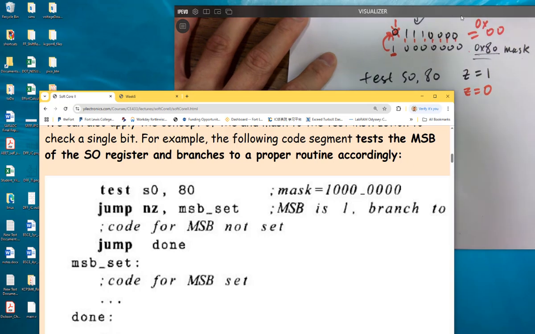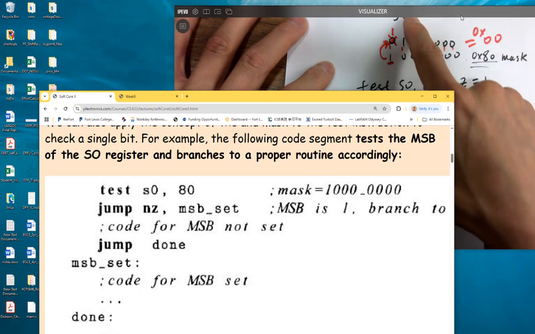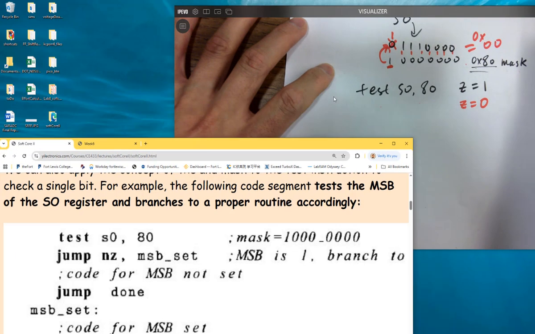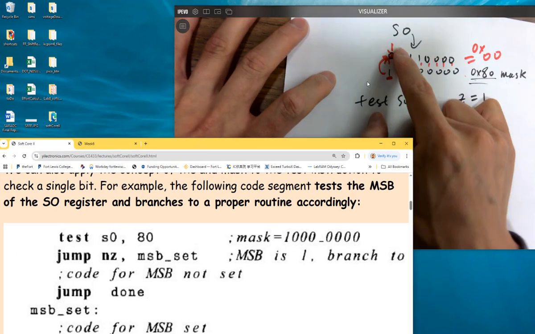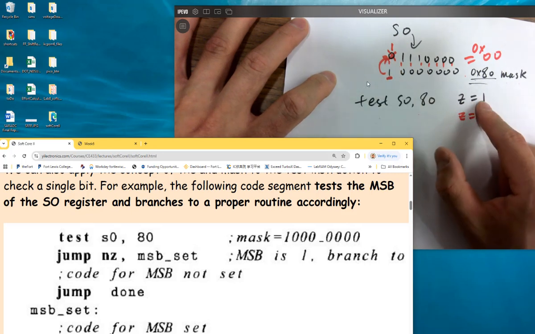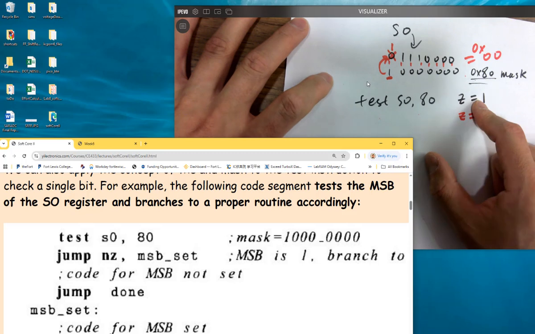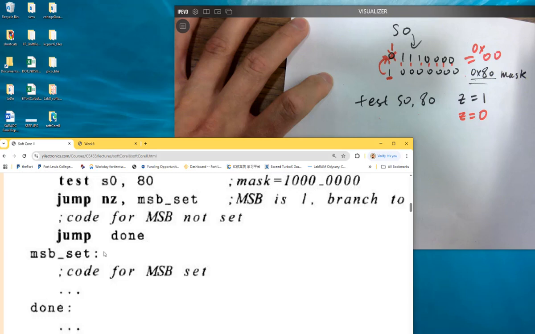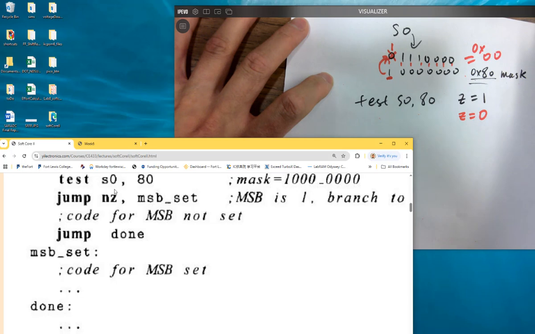Okay, so in that case, if the MSB of S0 is 0, so eventually you are getting a 0, so Z becomes 1 because the 0 flag is on. If the 0 flag is on, which one should be executed in this case? Just go jump down here. No. If the 0 flag is on.